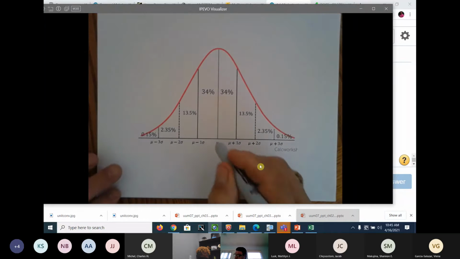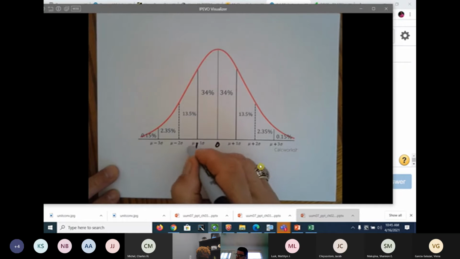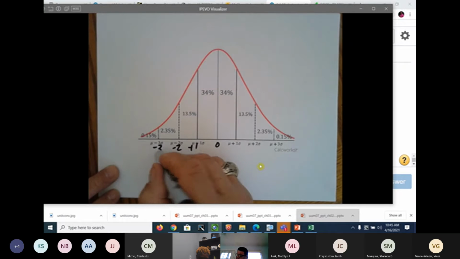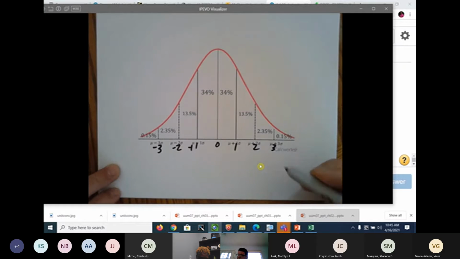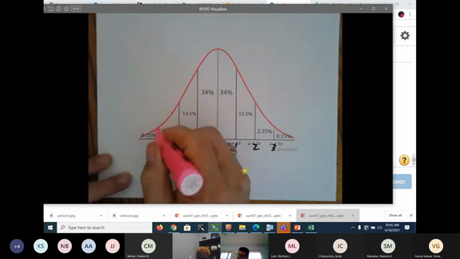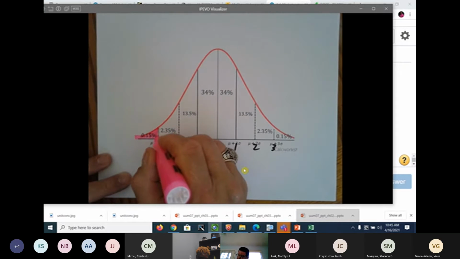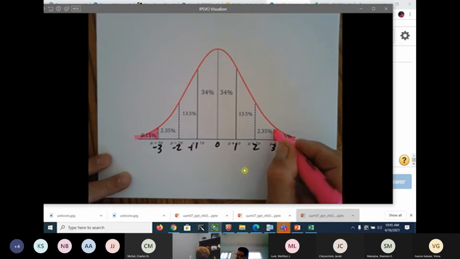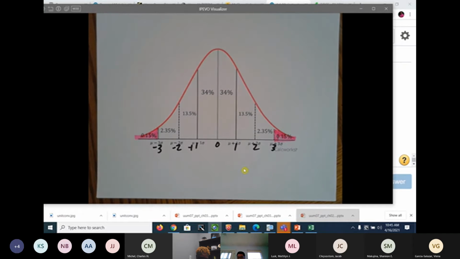But if you draw a picture, 0, 1, -1, -2, -3, 1, 2, 3. They said to the left of -3 and to the right of what? Positive. Okay. Now, there's 2 ways you can do this. You can get both areas and add them together, or since they are symmetrical, you can do the area on the left and multiply that by 2. I don't care which one you do.